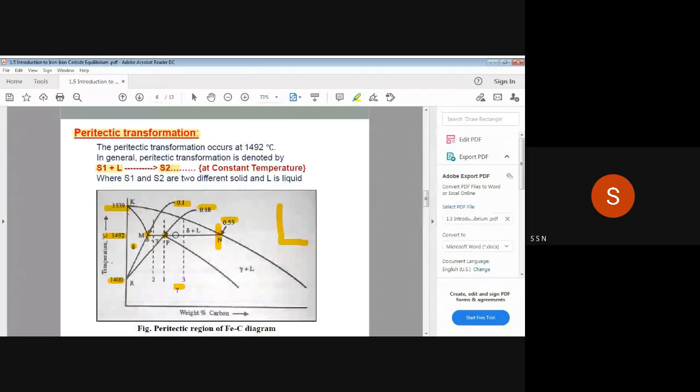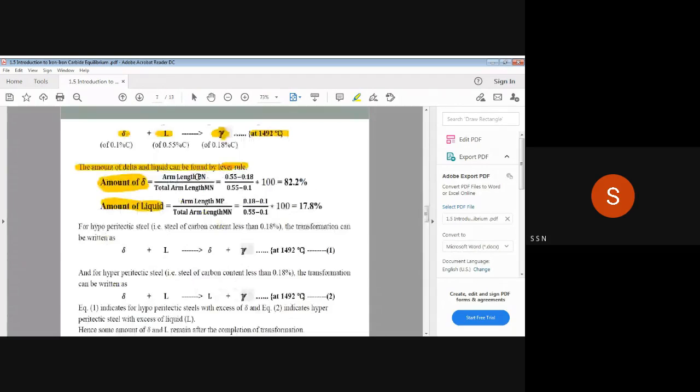So amount of delta is equal to arm length Pn. Delta पाहिजे असेल तर opposite arm घेतो आपण, आणि लिक्विड पाहिजे असेल तर त्याच्या अपोजिट आर्म एम पी असणार. लेंथ पी एन डिवायडेड बाय टोटल आर्म लेंथ एम एन, आणि लिक्विडसाठी लेंथ एम पी डिवायडेड बाय टोटल आर्म लेंथ एम एन. सो बाय दीज टू फॉर्म्युलाज जस्ट पुट द व्हॅल्यूज.